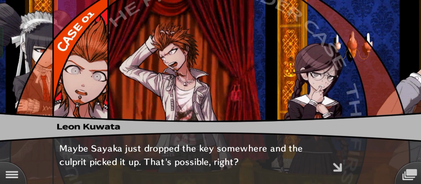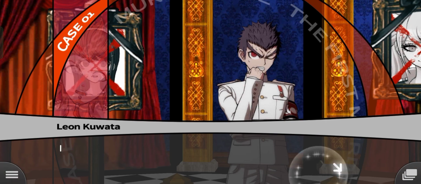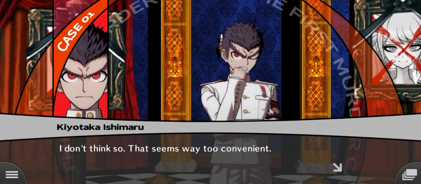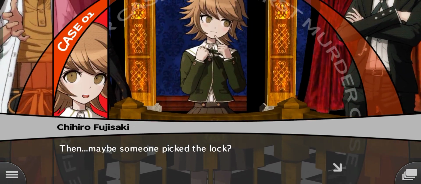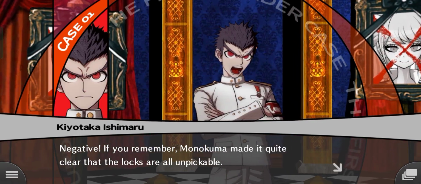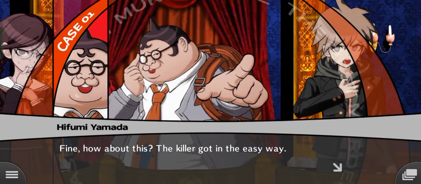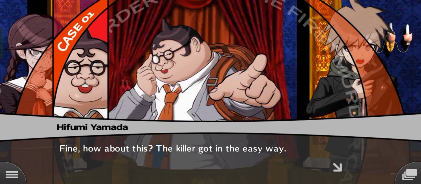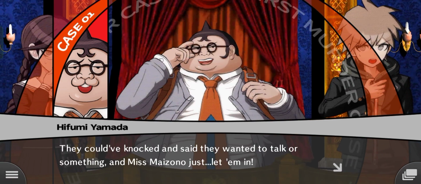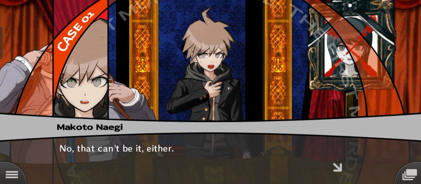Maybe Sayaka just dropped the key somewhere and the culprit picked it up. That's possible, right? I don't think so. That seems way too convenient. Then, maybe someone picked the lock? Negative! If you remember, Monokuma made it quite clear that the locks are all unpickable. Fine. How about this? The killer got in the easy way. They could have knocked and said they wanted to talk or something, and Miss Maizono just let him in. No, that can't be it either.